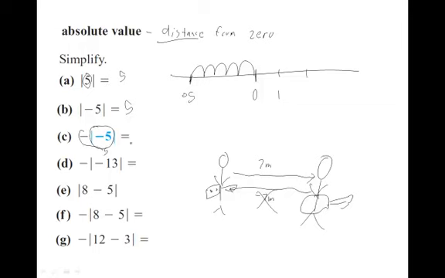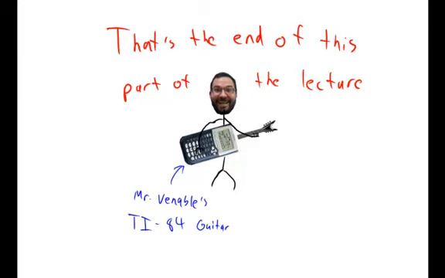Again, do the grouping symbols first. This becomes 13, and then throw in the negative, and you got negative 13. 8 minus 5. Do what's in here first. Do this stuff first. Okay. And the absolute value of 3 is just 3. This one's going to be a negative 3, and this one's going to be, here's this 9. Throw in the negative, you get negative 9. Okay? That's the end of this part of the lecture.